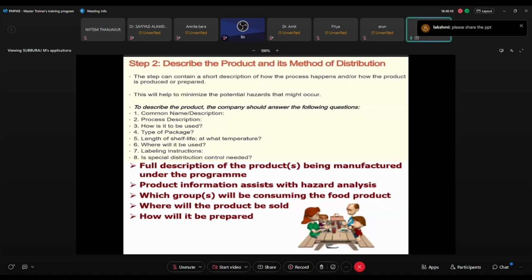Yes, I will share that PPT, not an issue, because this is already with the NIPTM. I already shared that. Madam, you may share it with the participants, not an issue. This is very important. Okay, let us continue.